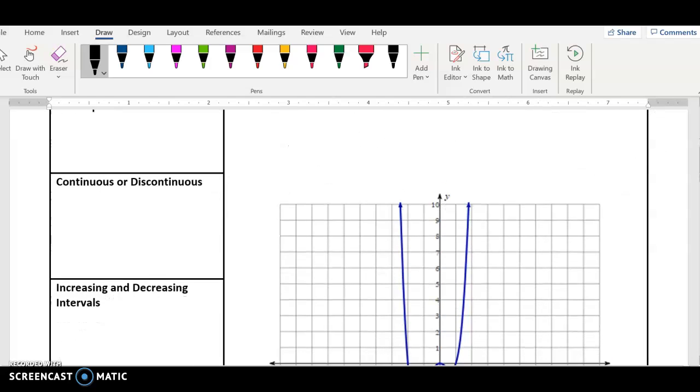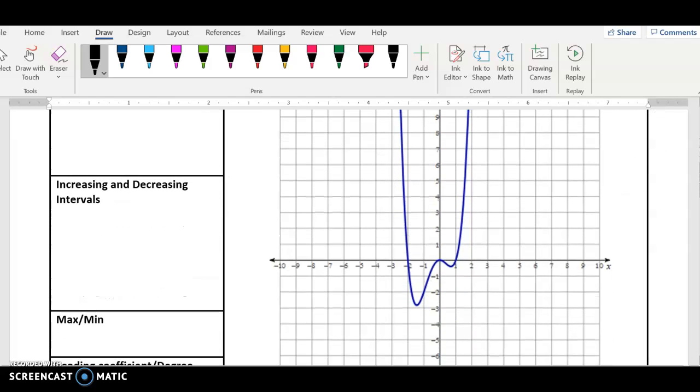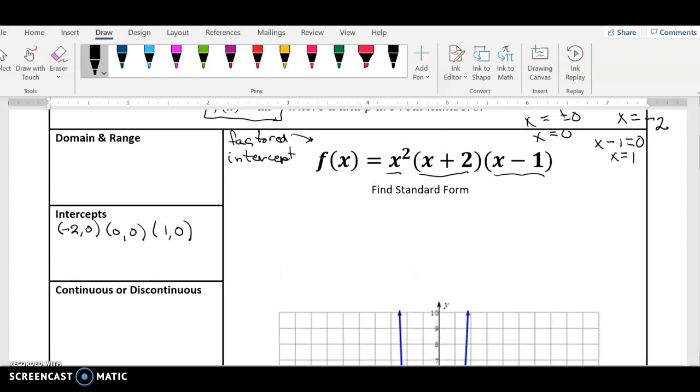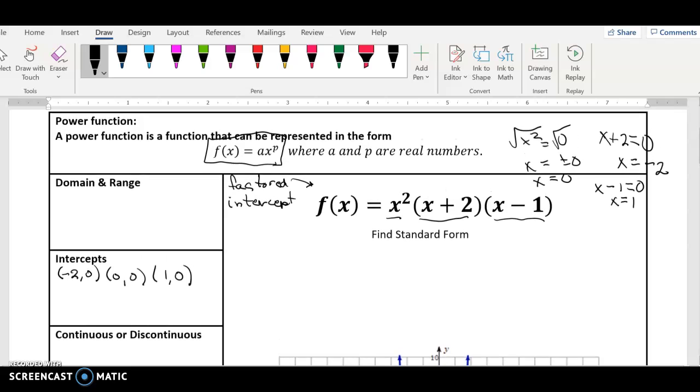So let's check it out. So 0, negative 2, and 1. So on the line that asks for the intercepts, I could just go ahead and put that. Negative 2, 0, 0, 0, and 1, 0. Those are the x-intercepts, and 0, 0 is also the y-intercept. So we've got our intercepts completed.